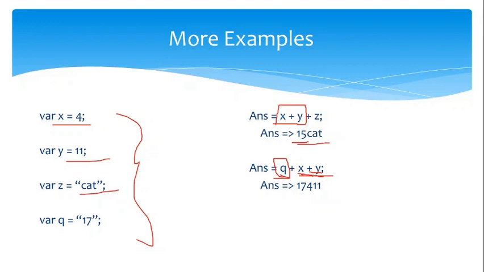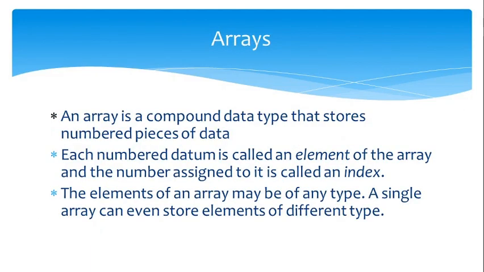So after the string, whatever numbers are there will also be considered as string. What is q? q is 17. What is x? x is 4, y is 11. Okay, so this is the difference between number and string. I hope you understand this. Let's move to the next.